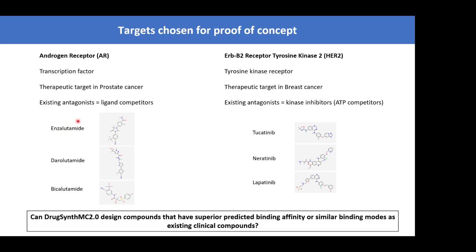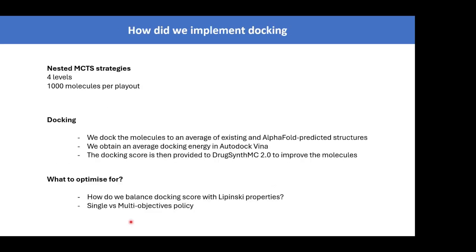And the advantage with taking such targets is there are many clinically used inhibitors for this target. So we could compare the molecules that we generate with existing compounds and see whether their properties were similar. So the question was, can DrugSynthMC design compounds that would have superior or equivalent predicted binding affinity for these targets, or whether they engage residues within the target proteins that are similar to the clinical compounds.